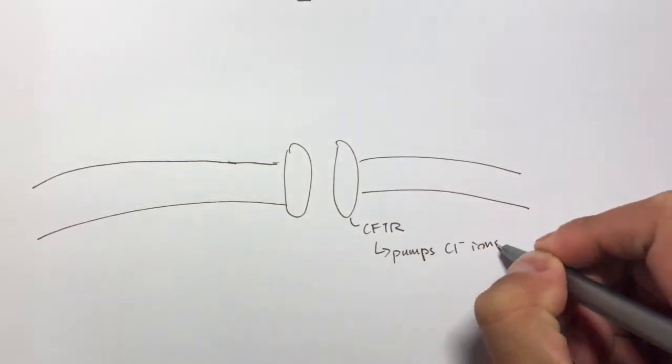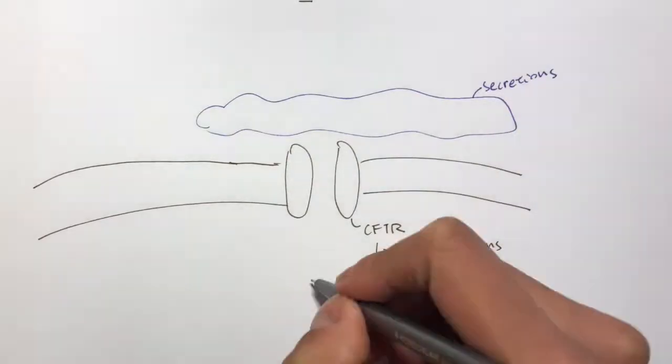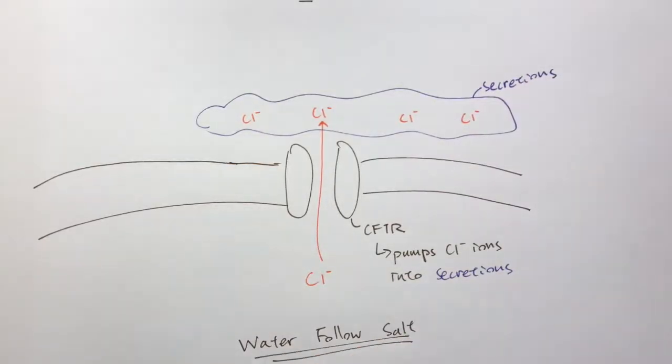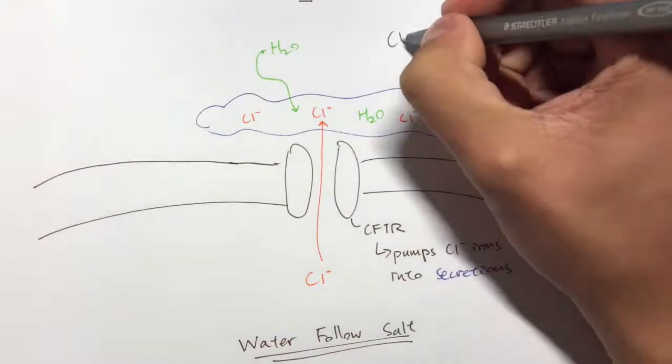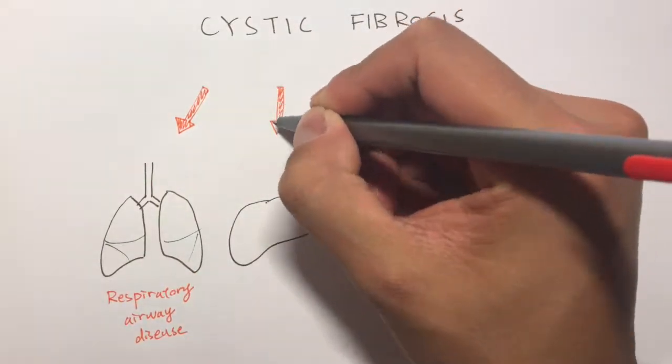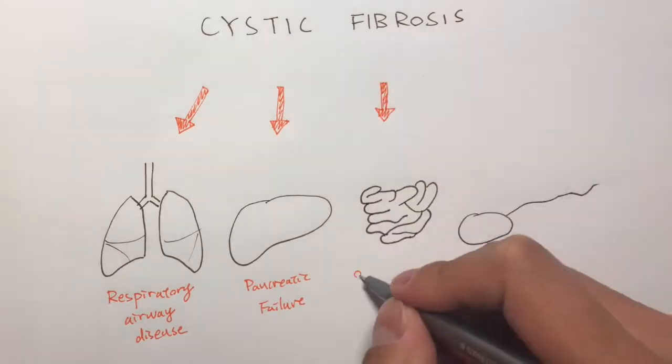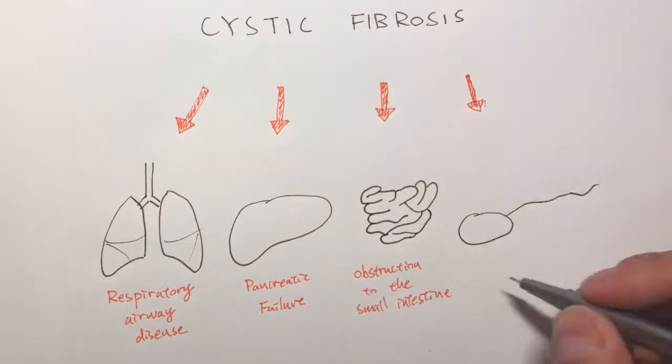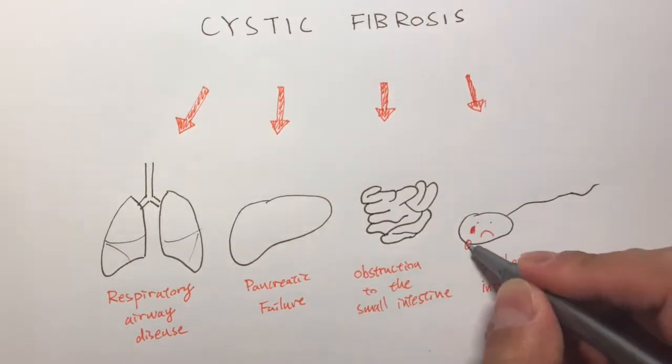CFTR protein is a channel protein that pumps chloride ions in various secretions. Since water always follows salt, these chloride ions help draw water into secretions, which ends up thinning them out. CF is responsible for a wide range of clinical manifestations, including respiratory airway disease, pancreatic failure, obstruction to small intestine, male infertility, and salty sweat.